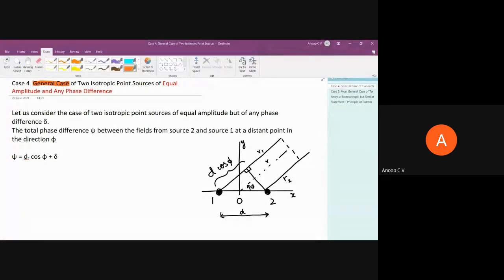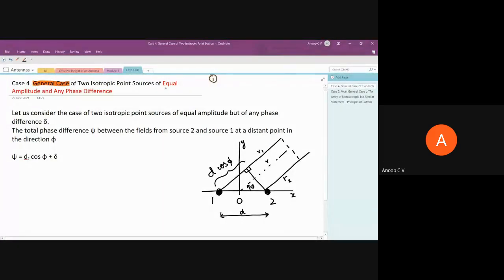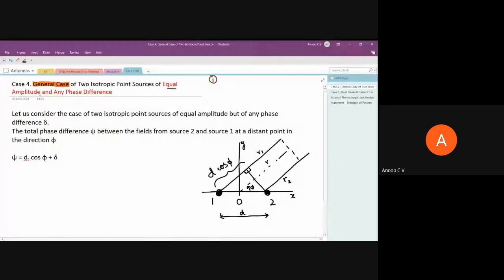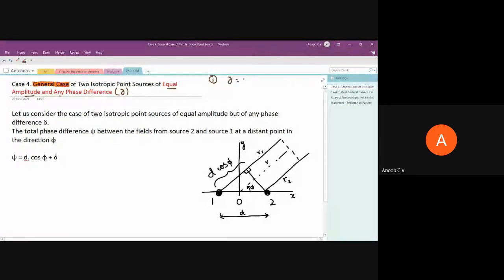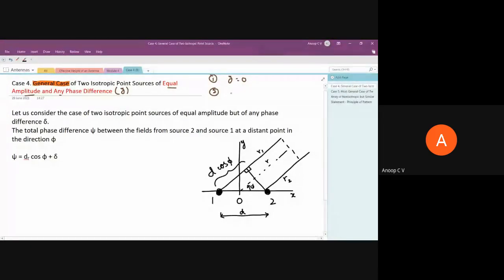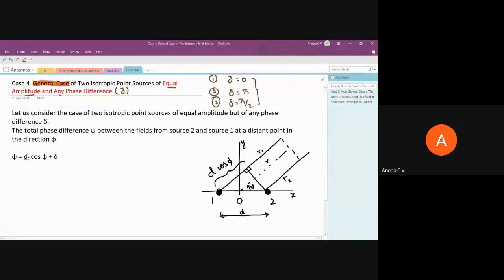For instance, case 4 is equal amplitude and any phase difference. The phase difference I'll write as delta. Case 1 will be a special case of case 4 with delta equal to 0. Case 2 will be a special case where delta equals pi, and case 3 will be a special case where delta equals pi by 2. So all three cases which you have learned so far can be considered as special cases of case 4.